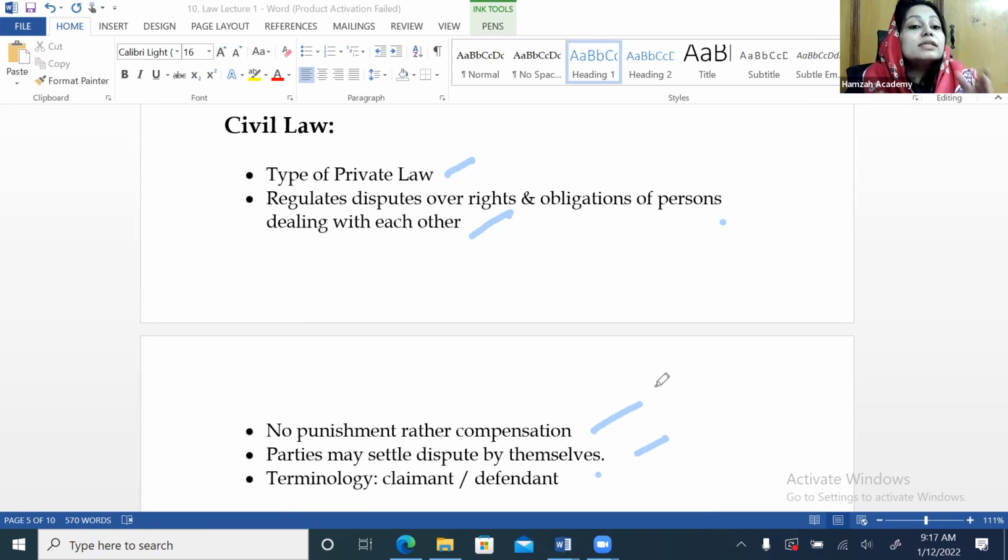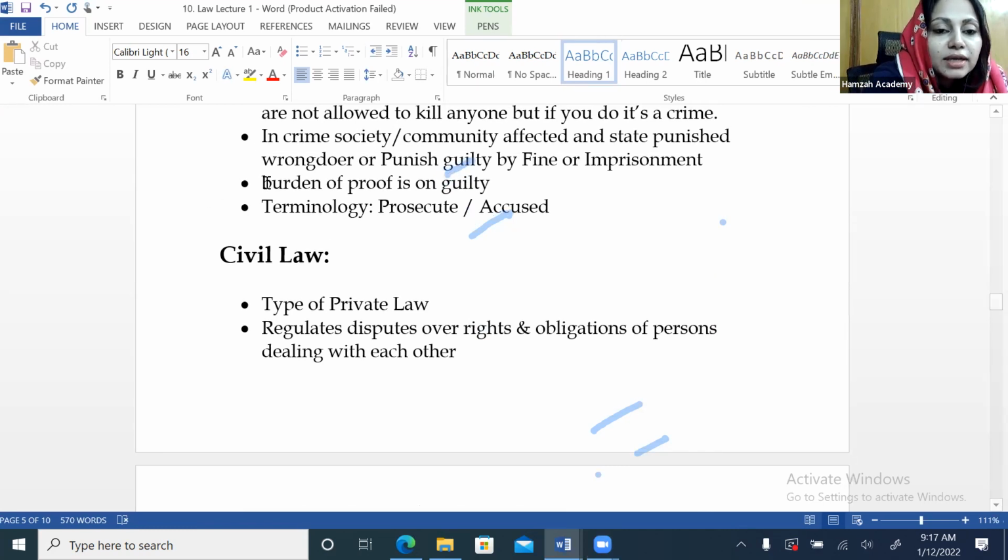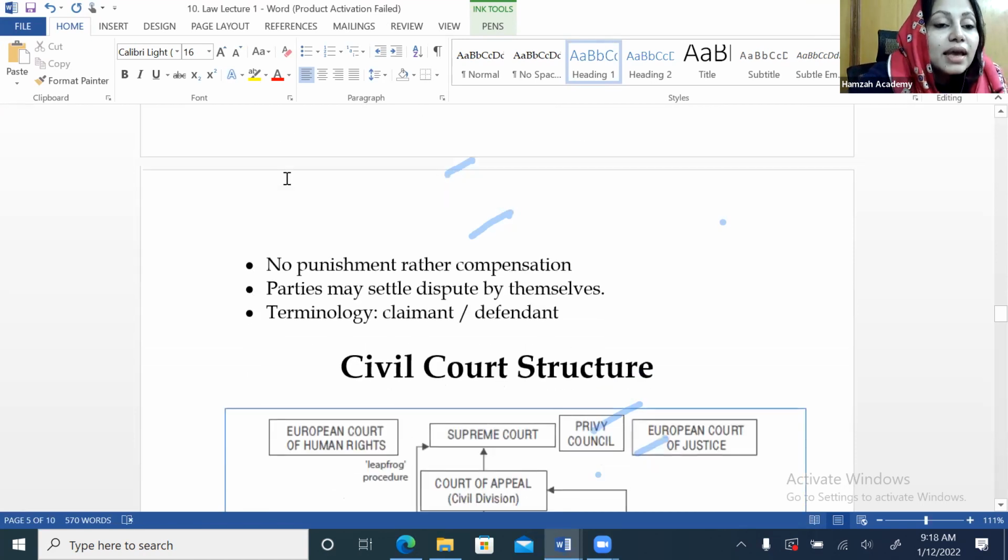The claimant is the person who is claiming, and the defendant is the person who is defending himself. One more thing that needs to be added in civil law is that the burden of proof is not on the guilty party. As we have just studied, in criminal law the burden of proof is on the guilty, but in civil law the case is decided on the balance of probability. No one has to prove himself guilty, but the court weighs the probability: what are the chances of wrongdoing, how this wrong act could have been conducted.